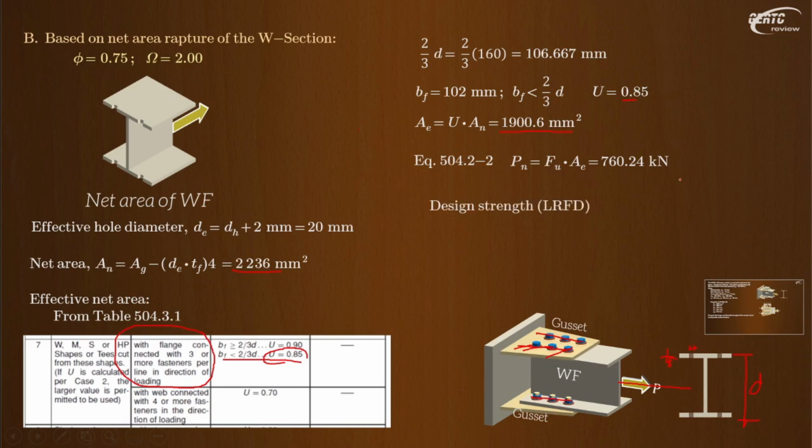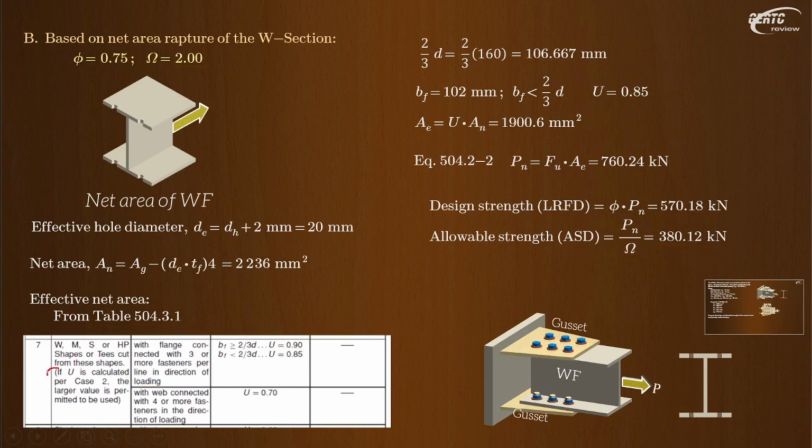Then our design strength is phi PN. Our phi is 0.75. Okay? And our allowable strength is PN over omega. Our omega is 2. That's it. Again, to apply this, PU must not exceed the design strength, and PA, the allowable load, or the given service load, must not exceed the allowable strength. Alright. Now, notice this portion here.